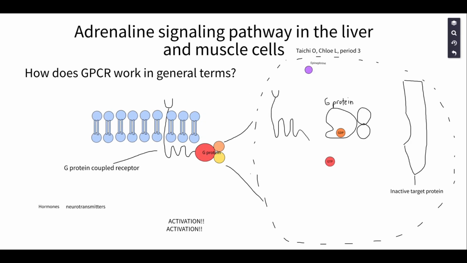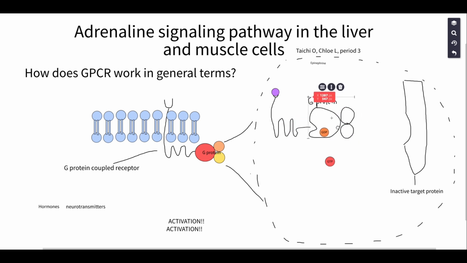How does the GPCR work in general terms? After the binding of a hormone, the G protein coupled receptor undergoes a conformational change where a G protein binds to the receptor. The conformational change is like this. The G protein binds like that. The G protein is split into three parts: an alpha, a beta, and a gamma subunit.